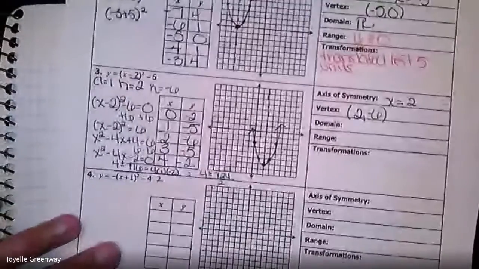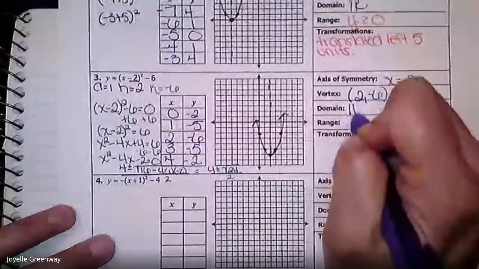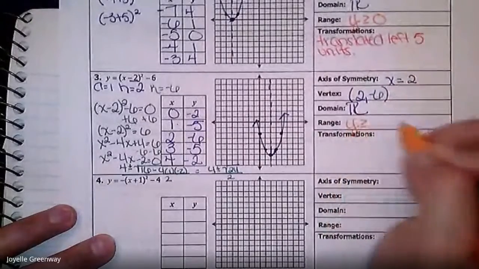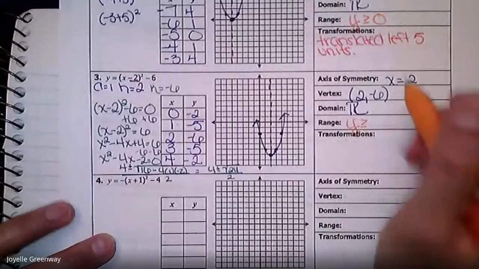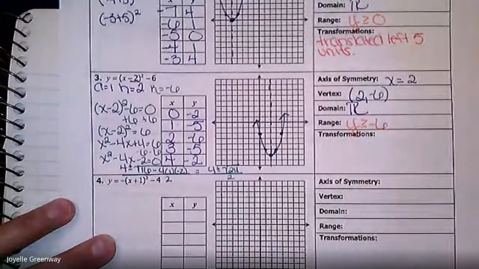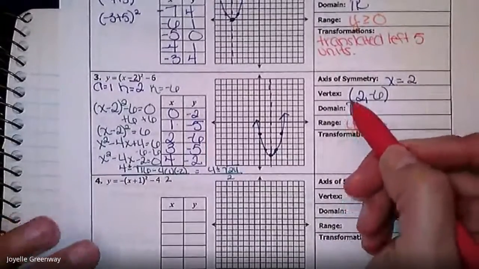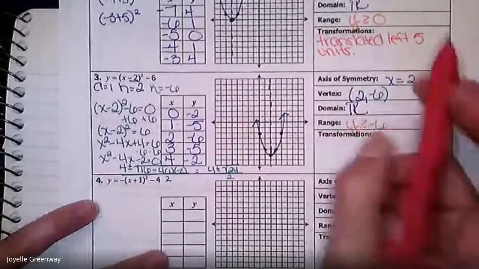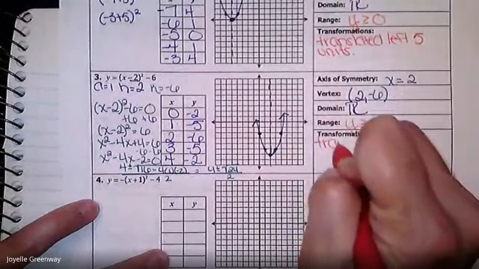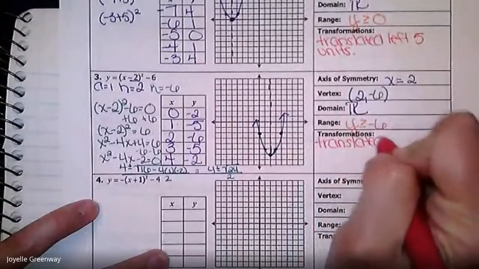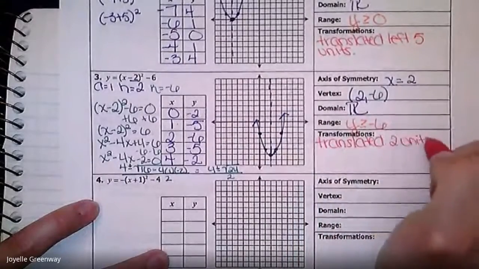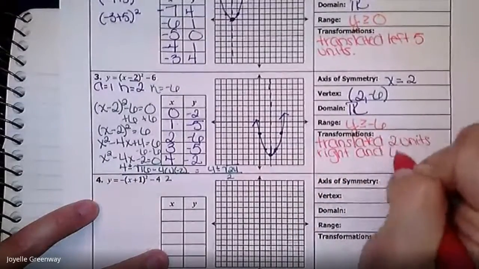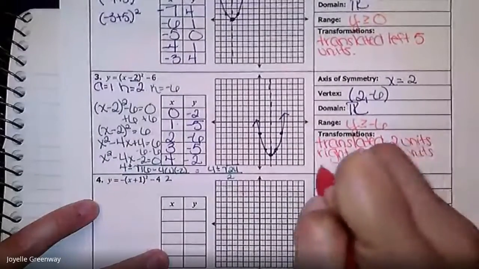So our domain, all real numbers. The range, y is greater than or equal to negative 6. The transformations, this was not stretched, this was not compressed, this was not reflected, so I don't have to write any of that. But this was translated 2 units right and 6 units down.